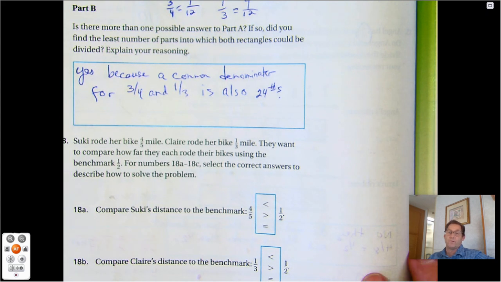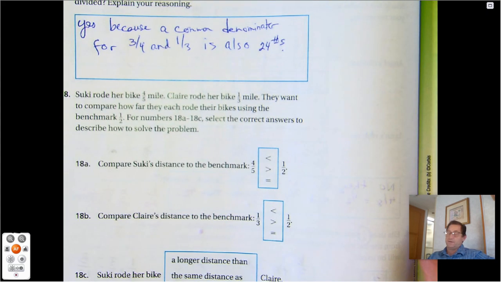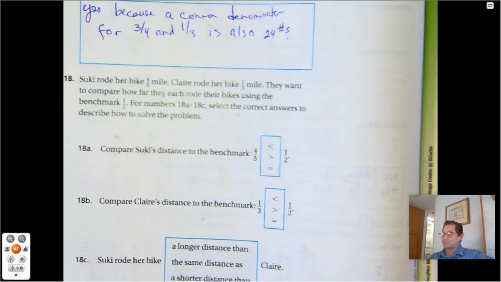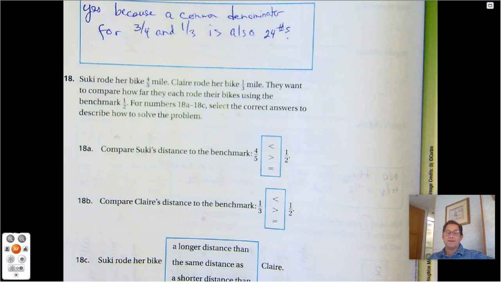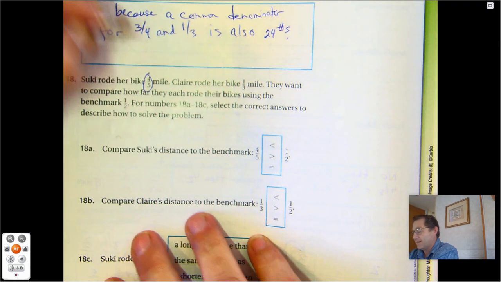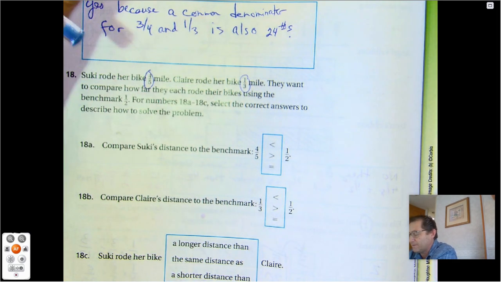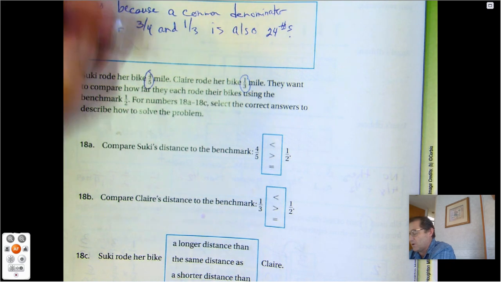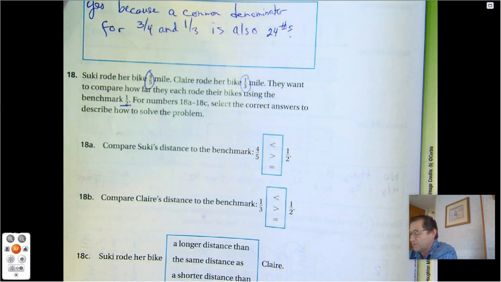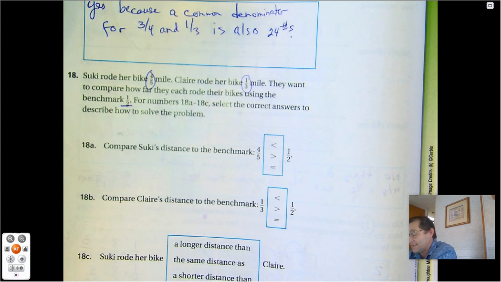All right, number 18. Suki rode her bike 4/5 mile. Claire rode her bike 1/3 mile. They want to compare how far they each rode their bikes using the benchmark 1/2. For numbers 18A to 18C, select the correct answers to describe how to solve the problem. Compare Suki's distance to the benchmark. 4/5.